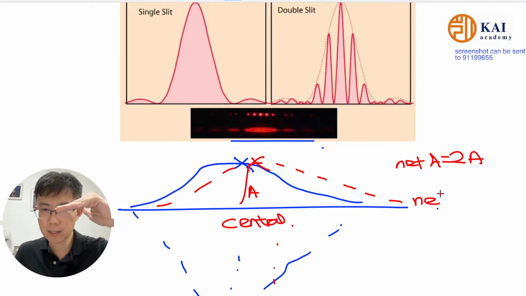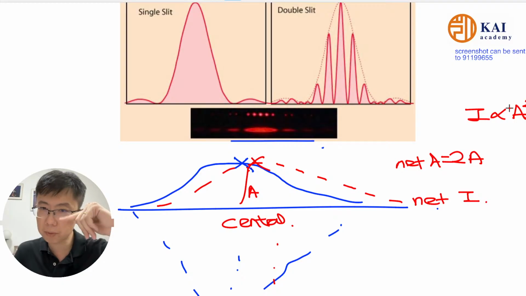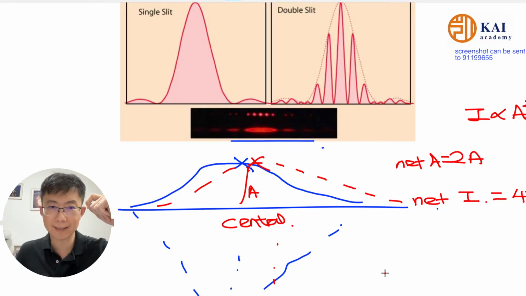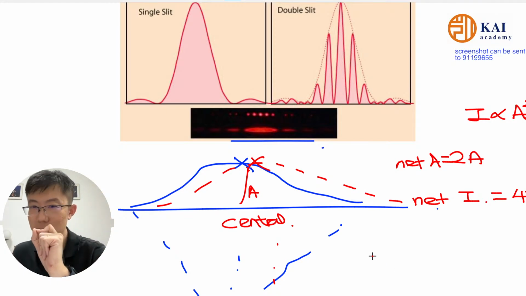Which means your net intensity, right? And this one, very important to remember: intensity is proportional to A squared. So when your amplitude doubles, your intensity will actually quadruple. So it's actually 4I.